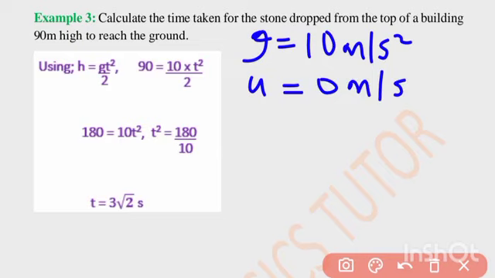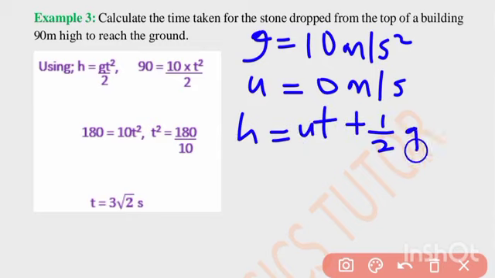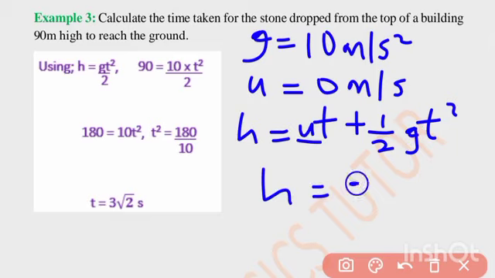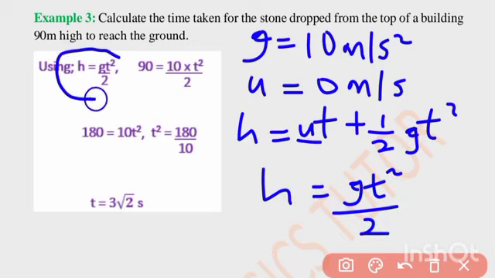And when we consider this from the equation h equals ut plus half gt squared, because our object is falling down, we use plus. So if u equals 0, the equation turns to gt squared over 2, and this is what you're going to come across in some of our textbooks. So that is what is here.